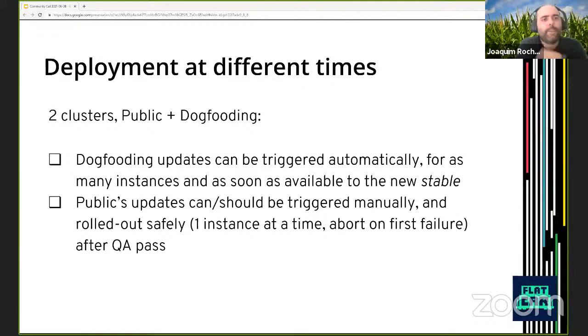Okay, so deployment at different times. I also hinted at this. Let's say you have two clusters. One is public, the other one is for testing or dogfooding. The public one has to be rolled out safely with the safe mode. That's one instance at a time, and the update gets stopped on failure. Whereas the dogfooding one, you can just let it update. As long as a new stable is out, it would update. So you can always go to this one and check what's new and whether things are working.